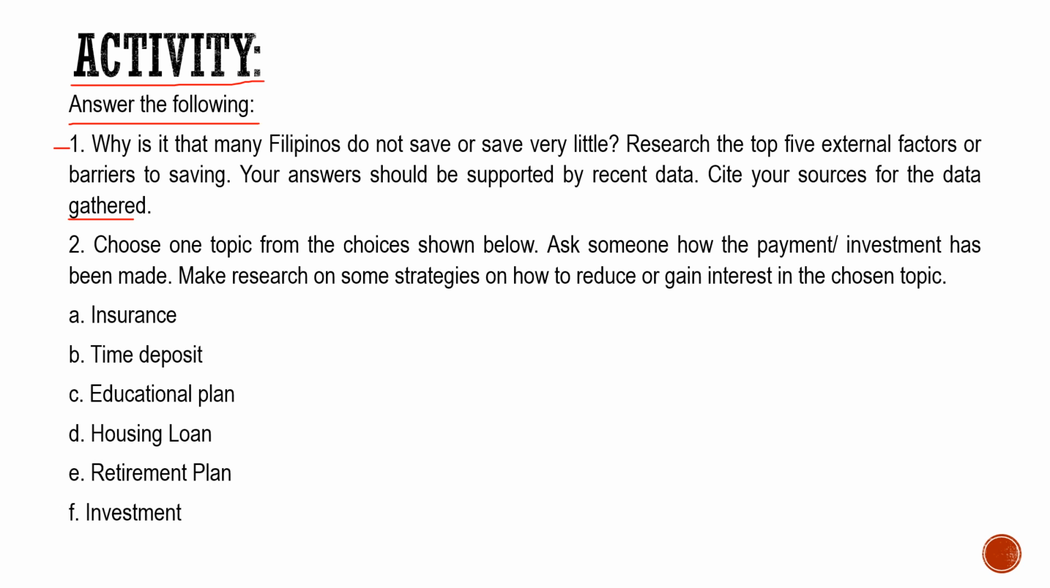For number 2, choose one topic from the choices shown below. Ask someone how the payment or investment has been made. Research some strategies on how to reduce or gain interest in the chosen topic. The choices can be insurance, time deposit, educational plan, housing loan, retirement plan, or investment.